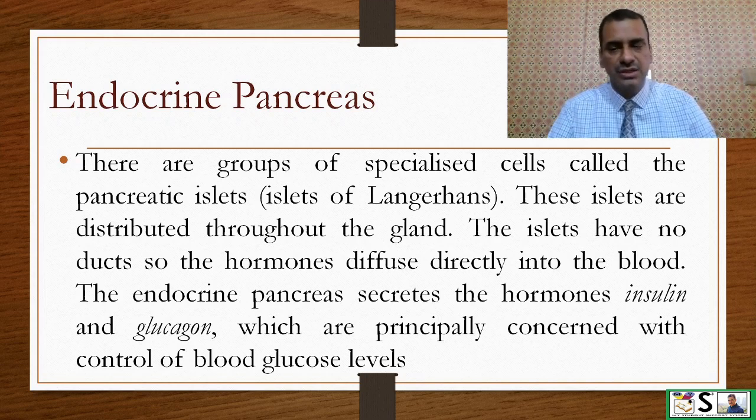Endocrine pancreas. There are a group of specialized cells called the pancreatic islets or islets of Langerhans. These islets are distributed throughout the gland. The islets have no ducts, so the hormones secreted by these islets of Langerhans diffuse directly into the blood. The endocrine pancreas secretes hormones insulin and glucagon, which are principally concerned with the control of blood glucose levels.